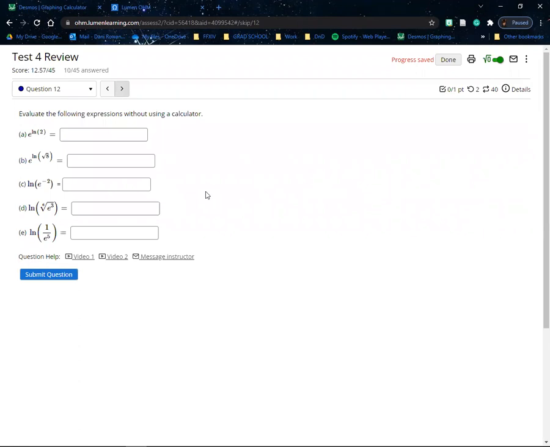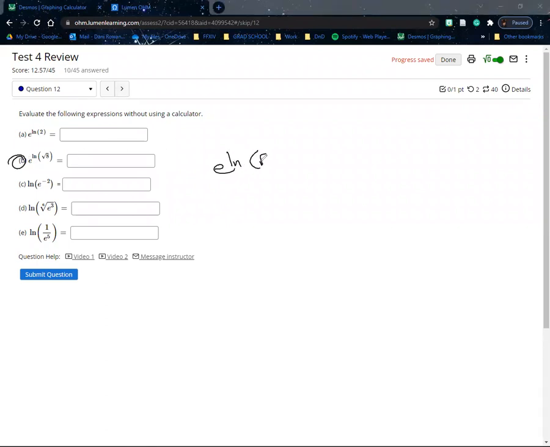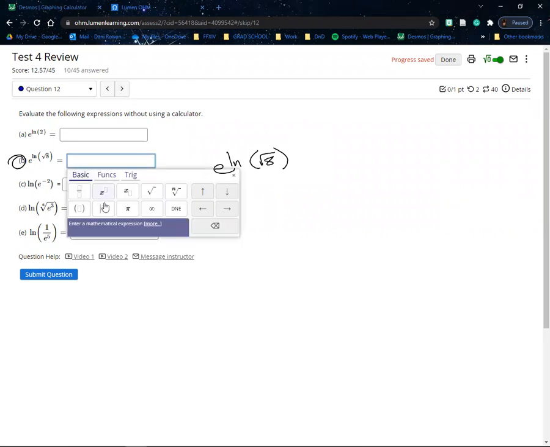These are more of the same. You evaluate them without a calculator. I'm not going to go over them because we just went over them. Just know that e is interchangeable with natural log, just as 10 is interchangeable with log. I will go over B. If we're looking at B here, e to the natural log of square root of 8, what's the answer? It's just the square root of 8.